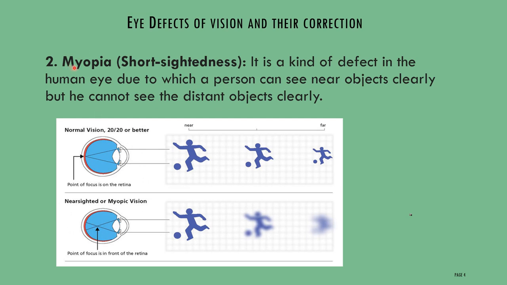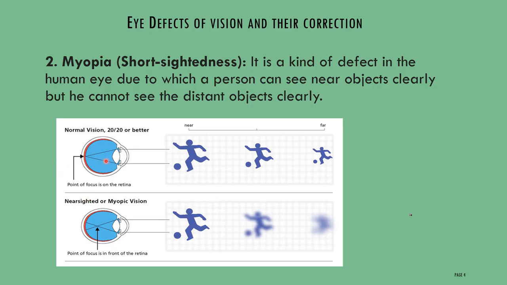Okay, second one is myopia or short sightedness. It is a defect in the human eye due to which a person can see near objects clearly, but he can't see distant objects clearly. Myopia means the person is able to see a near object properly, but he is not able to see a far object properly.